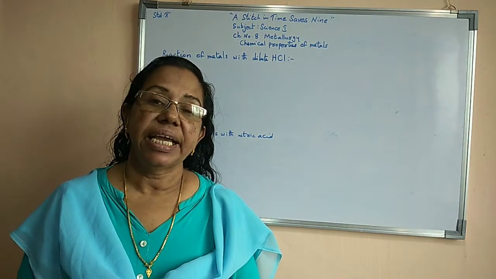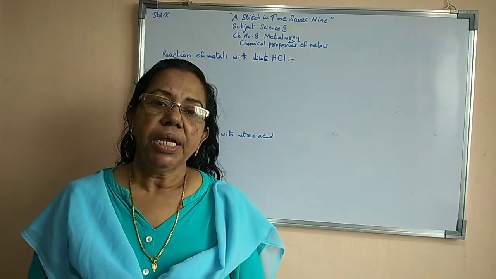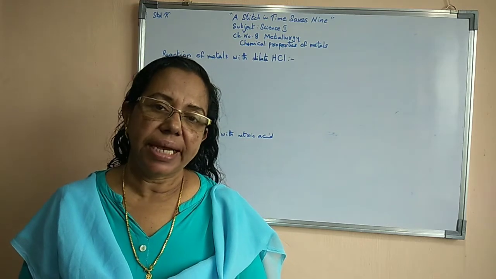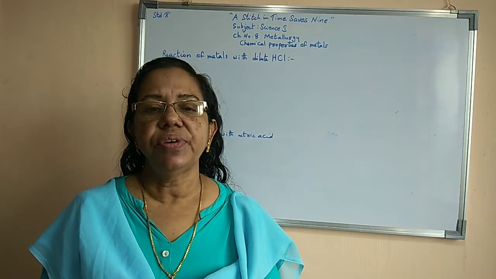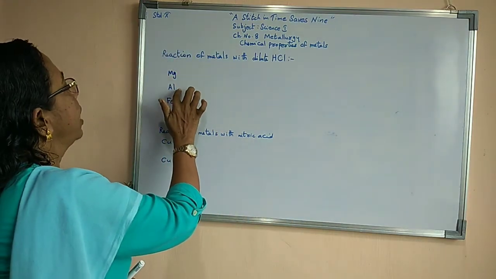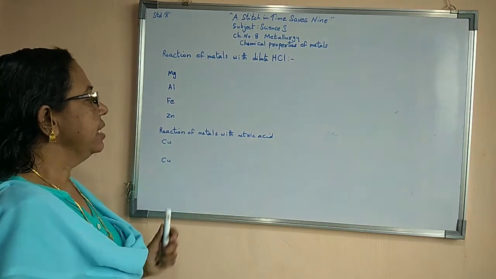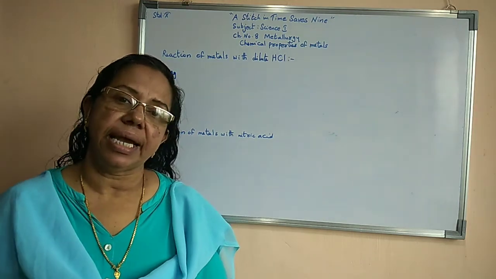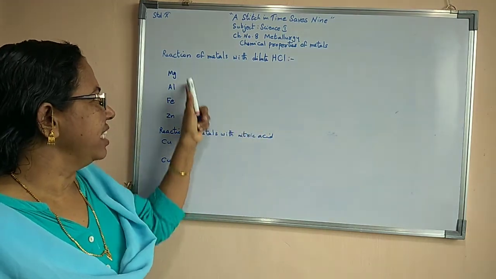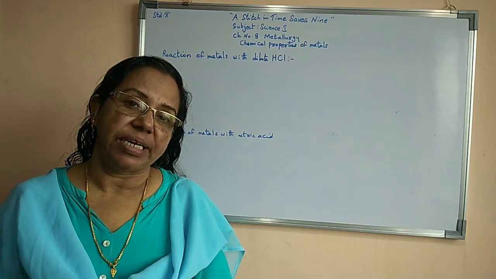Now we will study a reaction of metals with dilute acid. Here we are taking hydrochloric acid as the dilute acid. Now we will study the reaction of dilute hydrochloric acid with different metals like magnesium, aluminium, iron as well as zinc. Afterwards we will study the reaction of metals with nitric acid.